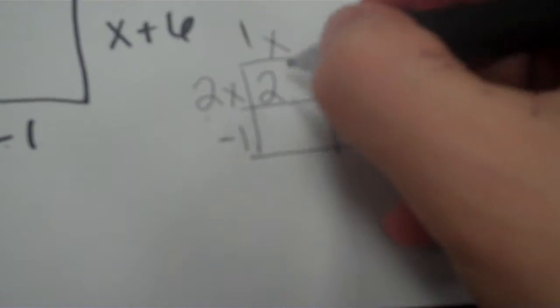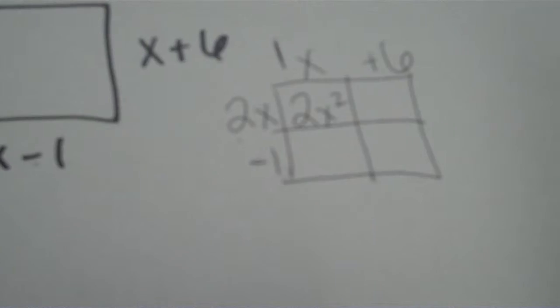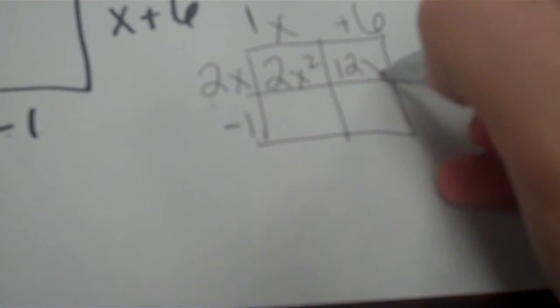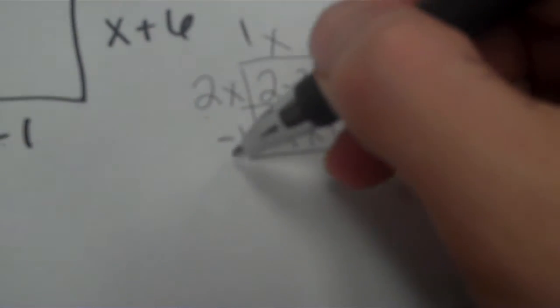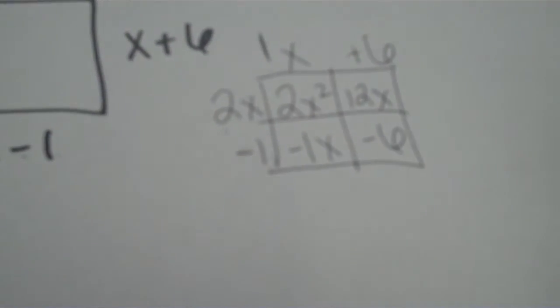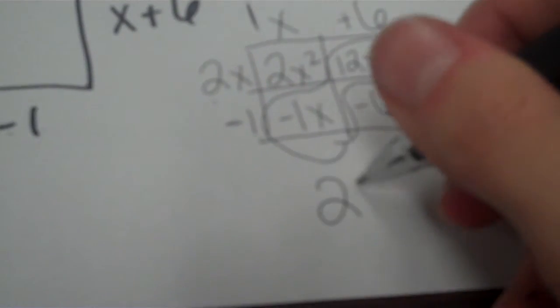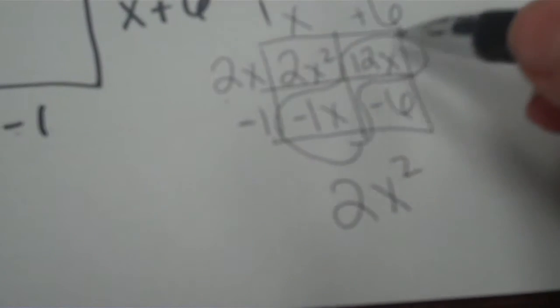2 times 1 is 2. And then there's 2 x's, so that's x squared. Okay? 2 times 6 is 12. And there's only one x, so the x comes there. 1 times negative 1 is negative 1 with an x. And 6 times negative 1 is negative 6. At the very end, you combine your diagonal. So I rewrite my 2x squared. And you could do this two different ways. You could do negative 1 plus 12, or you could do 12 minus 1. It doesn't matter. Either way, you will get a positive 11x.